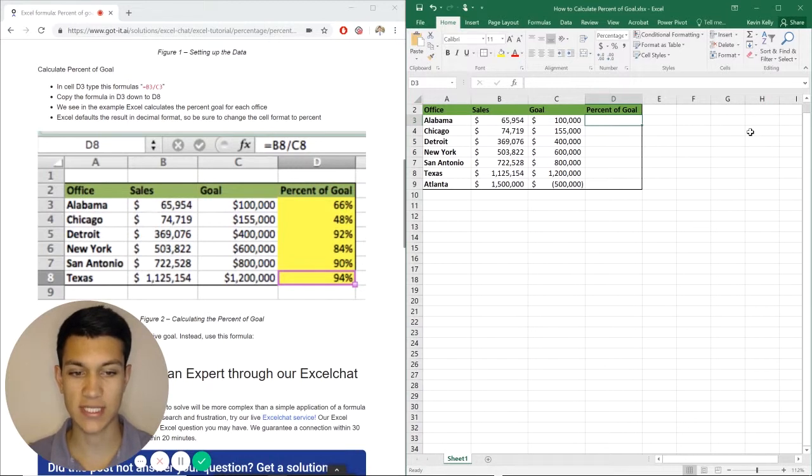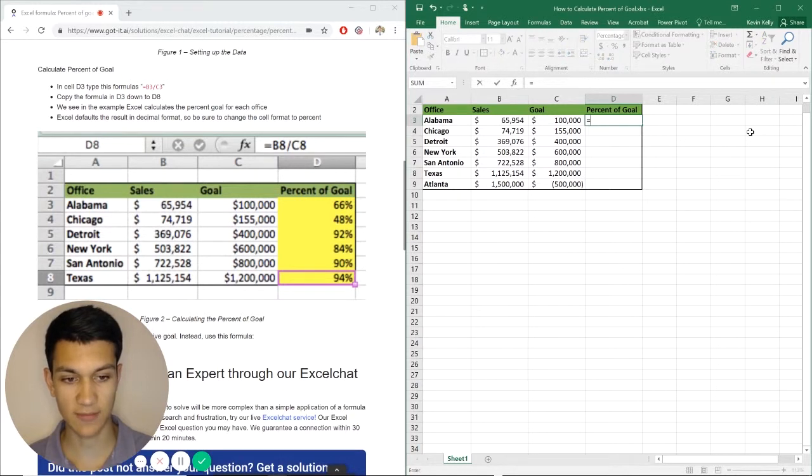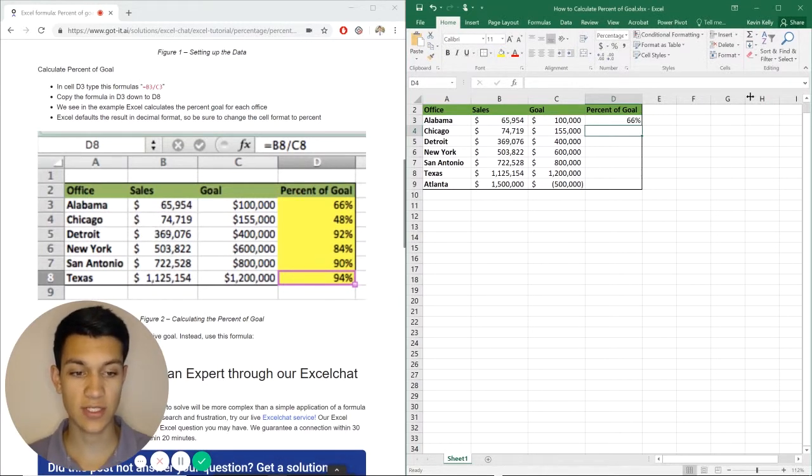So you have a number of sales and you have your goal. So in the first case of Alabama, we're going to say our goal was 100,000. Our total sales was 65,954. What percent of our goal did we reach? Really simple formula: equals our sales over our goal. Enter. 66%.